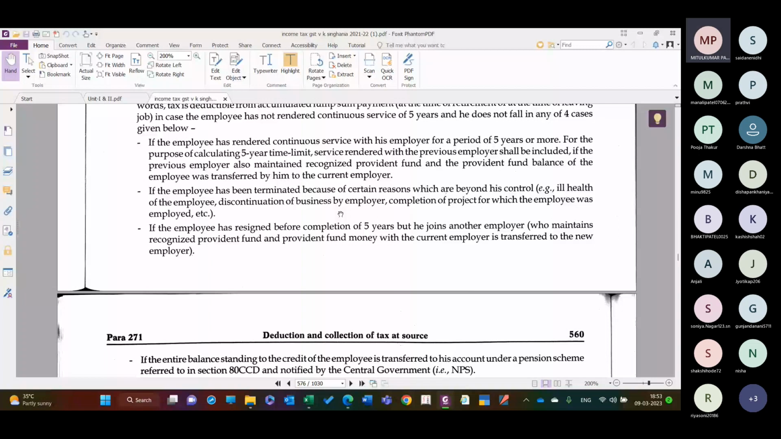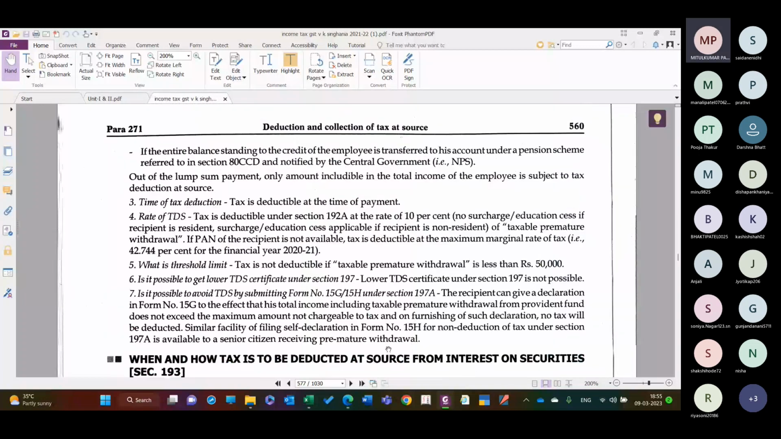Is it possible to avoid the TDS by submitting form number 15G, 15H under section 190? Yes. So that option is available. तो आप ये तीनों में से कोई भी यूज कर सकते हो, 15G, 15H और फॉर्म नंबर 30, राइट? ये यूज हो सकते हैं.